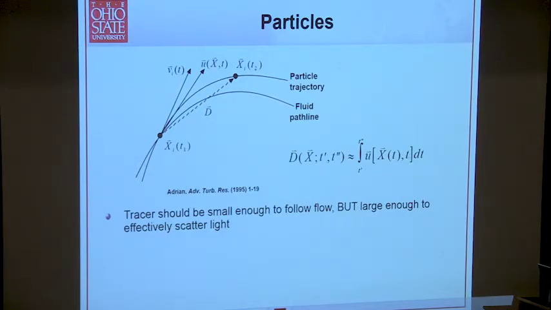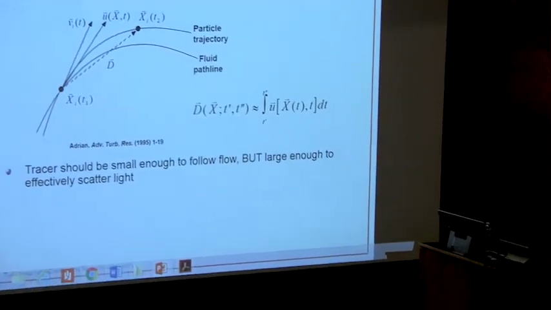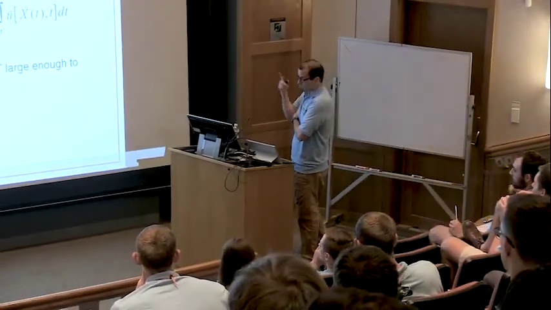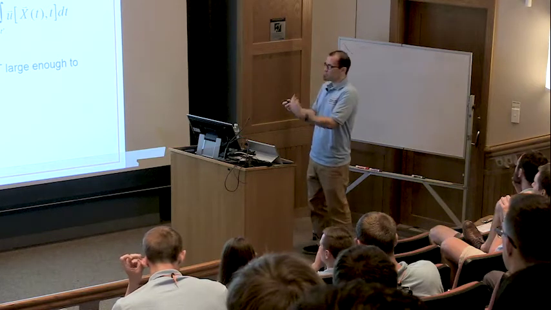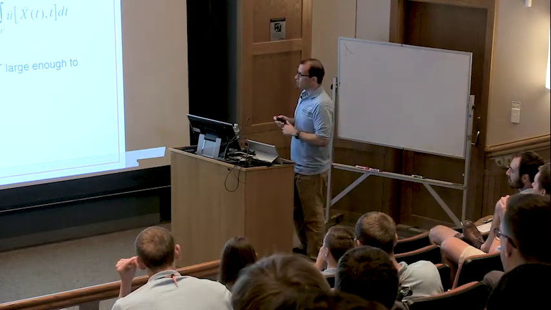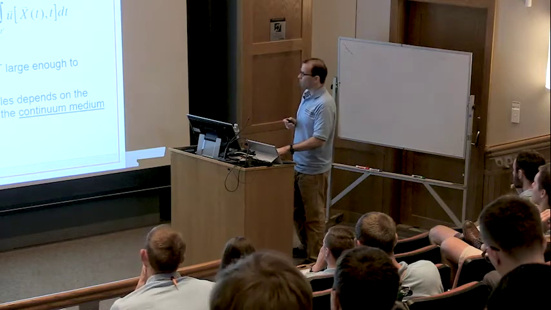But the smaller they become, the less they scatter light. Light scattering basically goes as the diameter of the particle to some power, and we'll show this in a minute. So they need to effectively scatter light so you can collect the light, but we need them to be small enough to follow the flow.